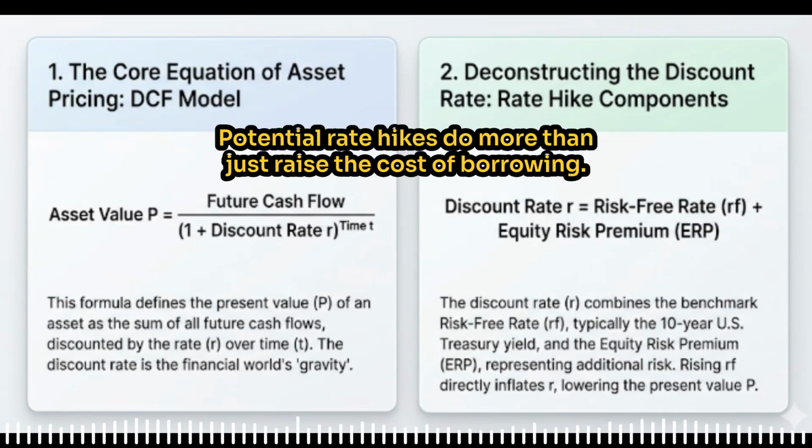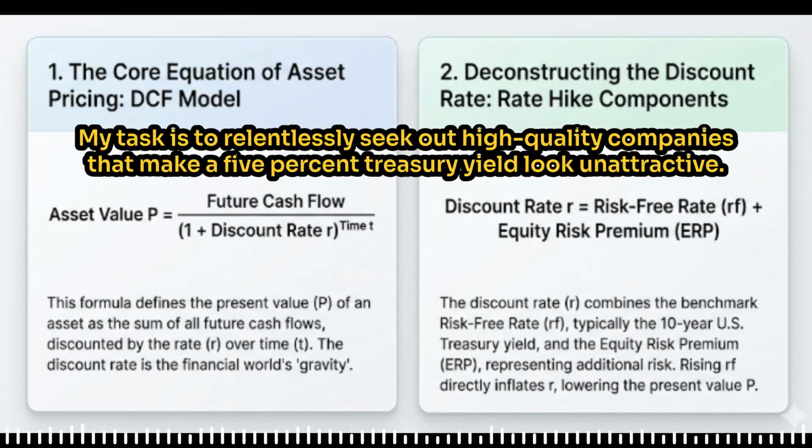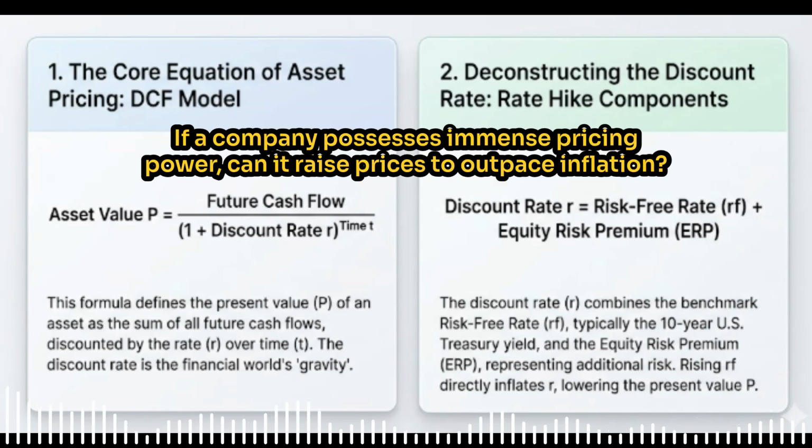Summary. Potential rate hikes do more than just raise the cost of borrowing. They reshape the entire valuation framework through mathematical law while triggering institutional fear of missing out as early-stage gains evaporate. My task is to relentlessly seek out high-quality companies that make a 5% Treasury yield look unattractive. If a company possesses immense pricing power, can it raise prices to outpace inflation?